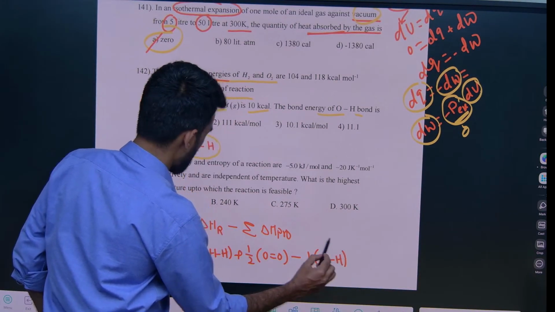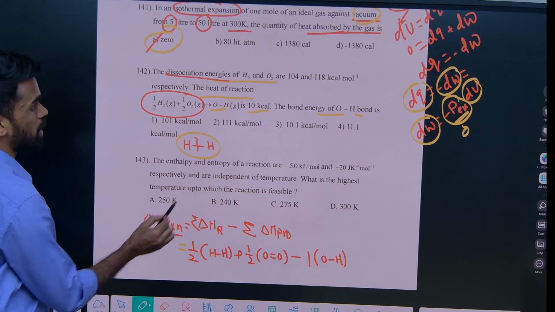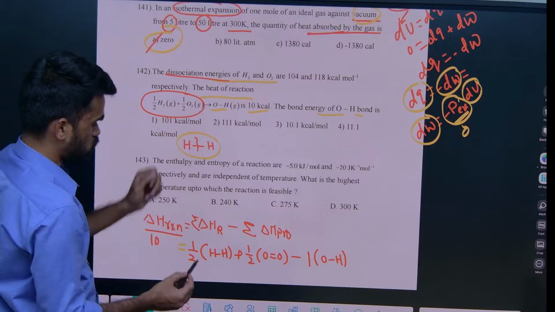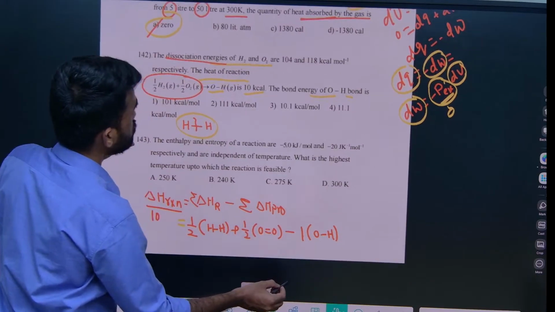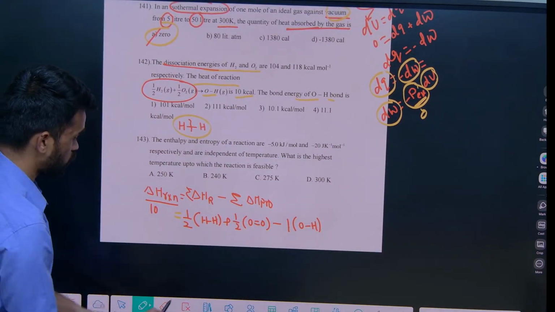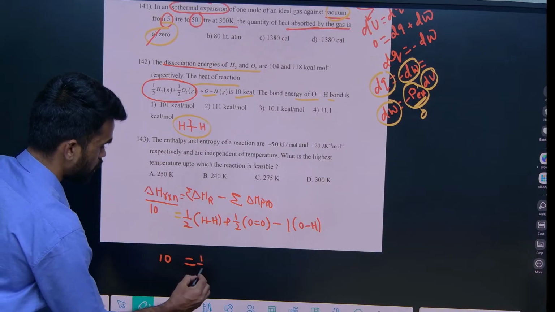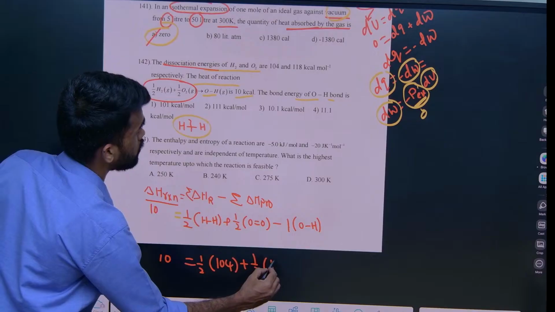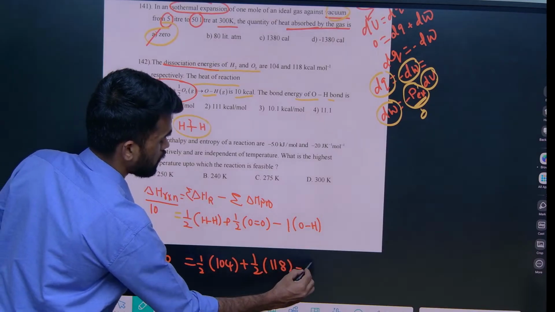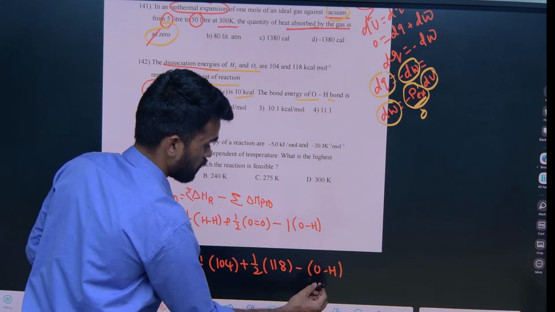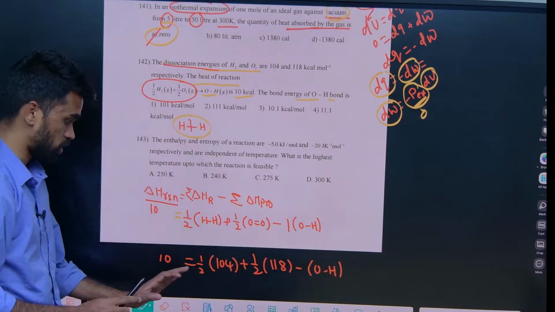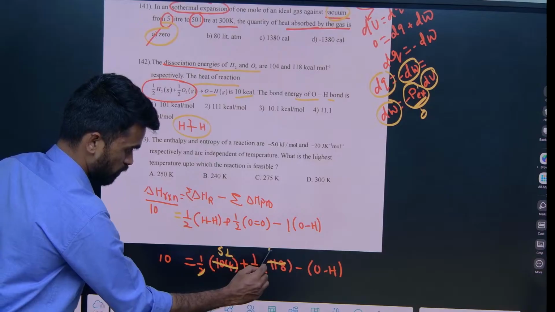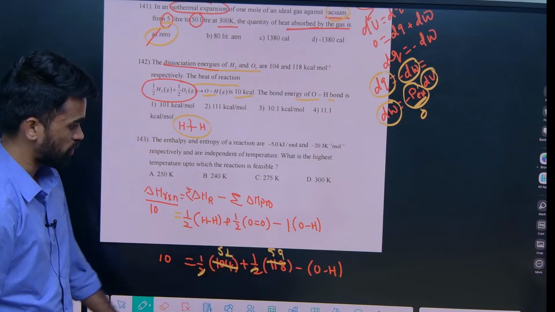So you put the values over here. What is the enthalpy of reaction? They mentioned 10 kilocalories, and for H2 it is 104. So 1 by 2 into 104 plus 1 by 2 into 118 minus OH. This OH bond energy they are asking. So it's simple. You can get 52, this is 9, okay, 59.